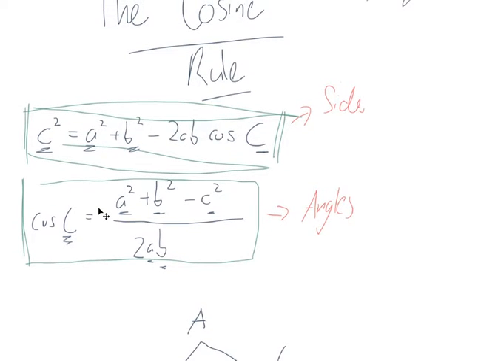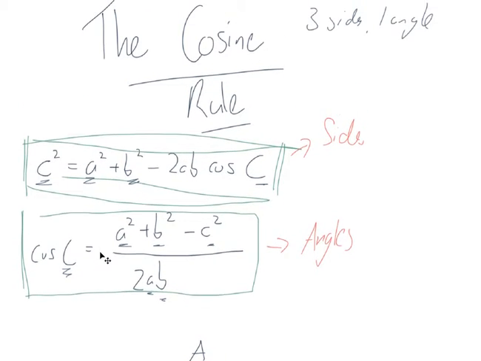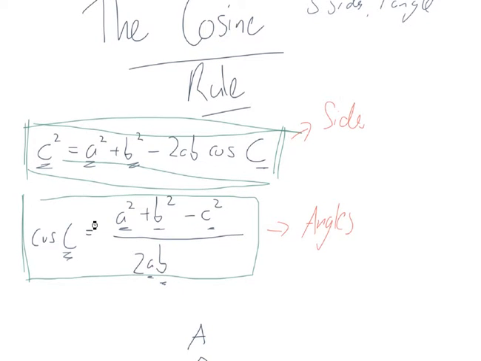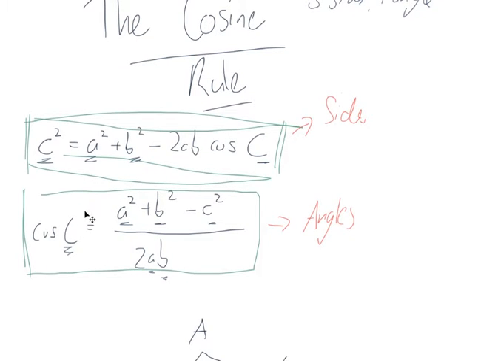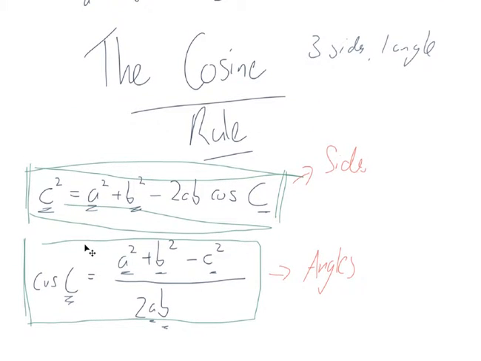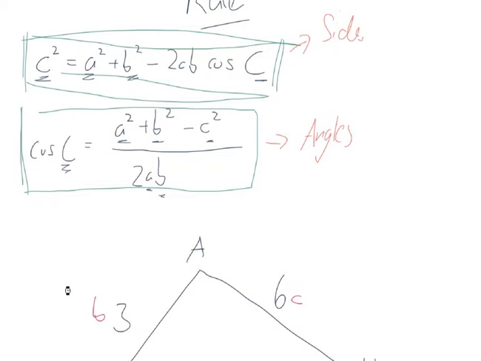In terms of identifying when to use them, we're using 3 sides, 1 angle. 3 sides, 1 angle, cosine rule every single time. Okay, if you're ever dealing with 3 sides, no right angle triangle, it's always going to be the cosine rule for you. That's just a little introduction question.